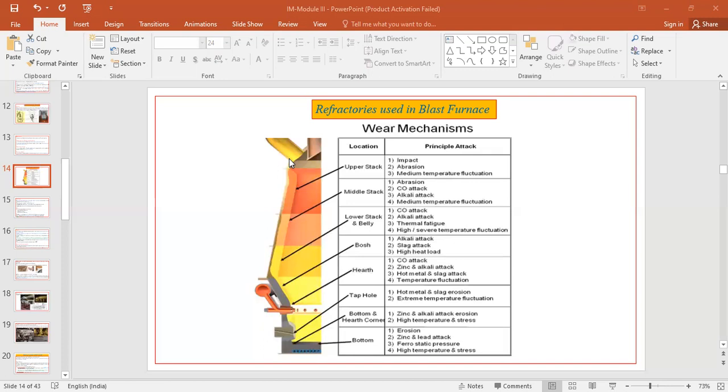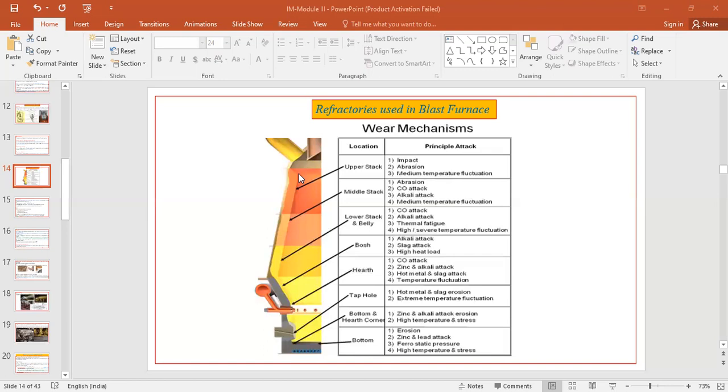So here also, as far as the blast furnace is concerned, we have refractories at different parts of the blast furnace. As we discussed in the previous class, there are various parts of the blast furnace. Starting from the top, you have the mouth, and then you have a stack, then you have a belly, then you have a bosh, then you have the hearth.